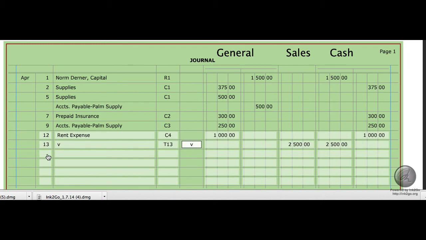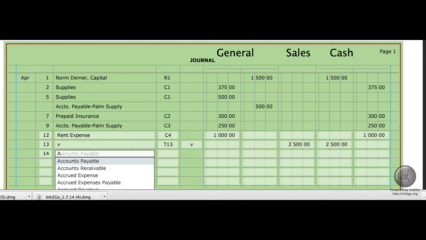On the 14th, we sold services on account to Al Rohi, $510, S1. The asset account, accounts receivable, Al Rohi, increases by a debit of $510. And the revenue account sales increases by a credit of $510. So to start off, my date is the 14th. My title is accounts receivable.